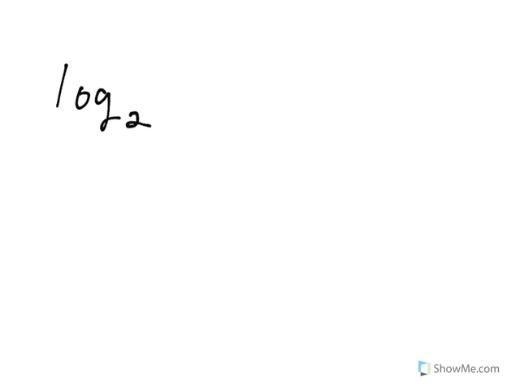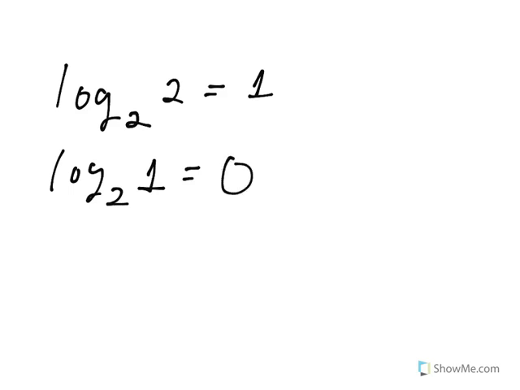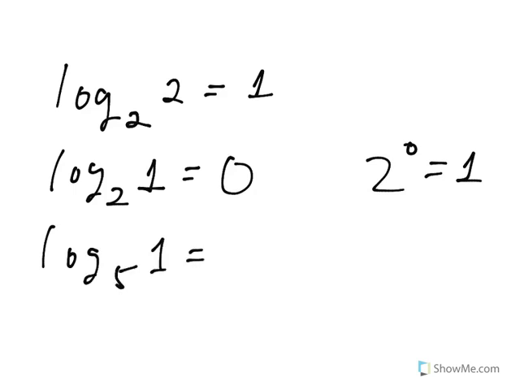Log base 2 of 2 is 1. That's 2 to the 1 equals 2. And log base 2 of 1 is actually 0, because 2 to the 0 equals 1. And that's actually true for anything, like log base 5 of 1 is also 0, and log base 10 of 1 is also 0.